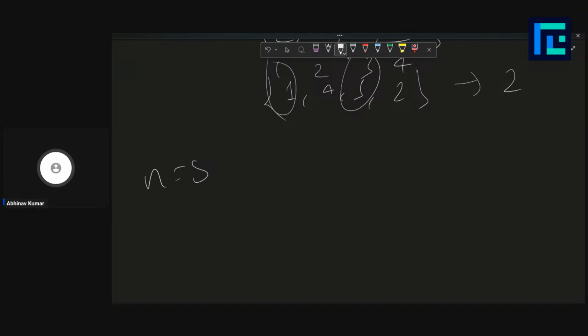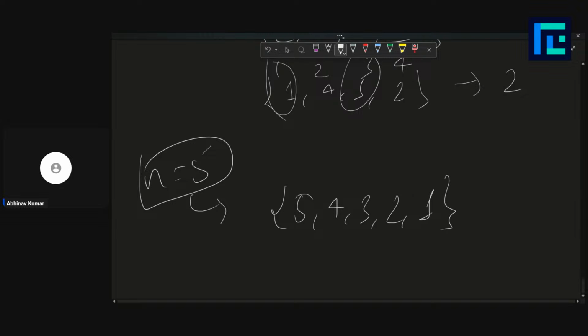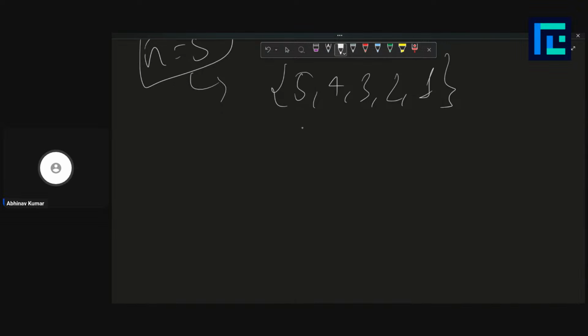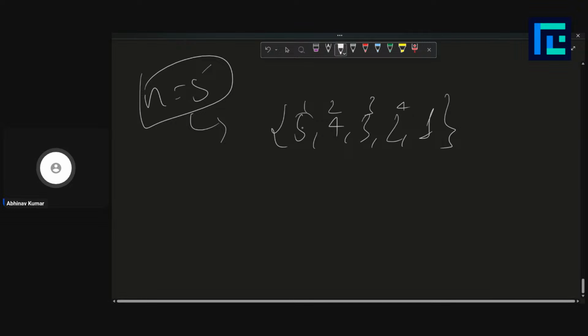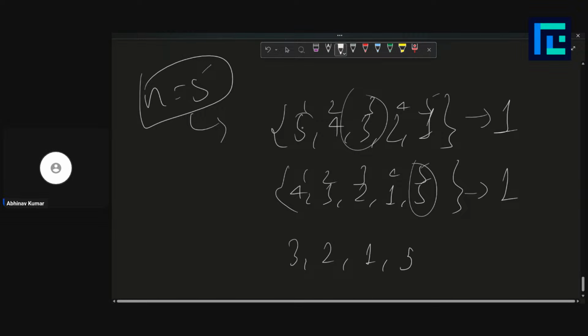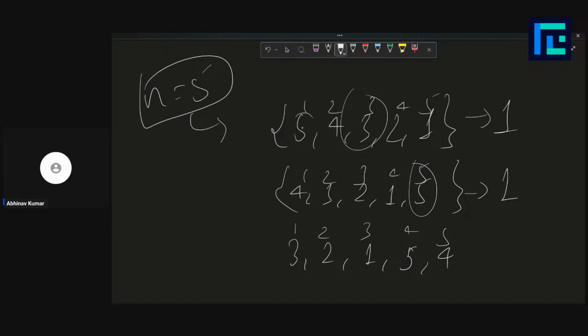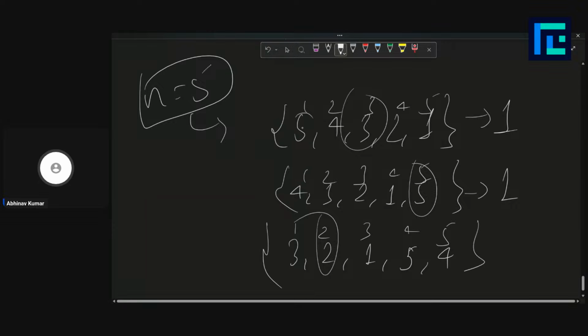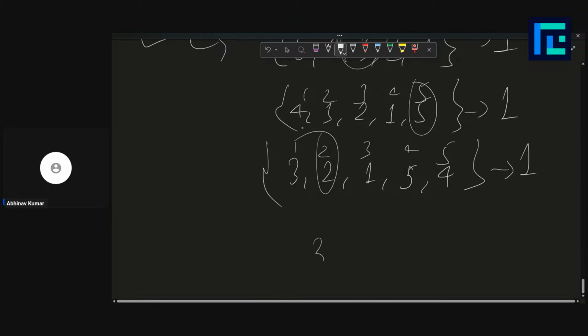For n equal to 5, let's try. 5, 4, 3, 2, 1. Here you get an FP value of 1. Cyclic shift it. 4, 3, 2, 1, 5. The FP value that you get is this one. Cyclic shift it. 3, 2, 1, 5, 4. The FP value you get here was 1. Then again you can see that for 5 also you would get an FP value of 1 and 1 only.